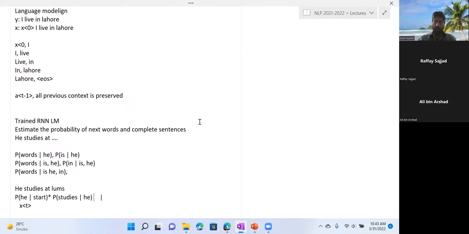"studies at" given "he studies" and so on. तो सारों का multiply करेंगे तो ये पूरी sentence की आपके पास एक probability आ जाएगी. So given a trained network, we have done it to predict the next word, which is the first case. Given a trained network, we are able to predict the probability of the entire sentence, okay, using a neural network, of course, but this is a standard application of a language model.